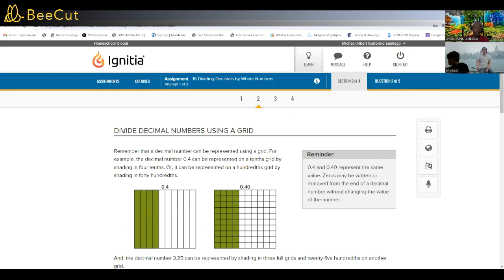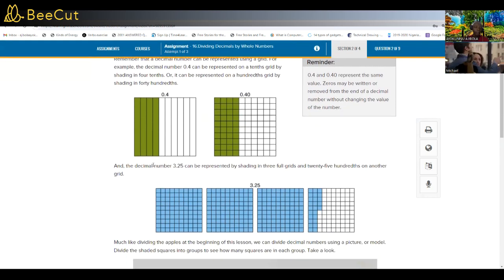In the next session, we also saw how to divide decimal numbers using a grid. 0.4 is 4 out of 10 shadings, then 0.40 is 40 square boxes out of 100 square boxes. And we see 30.25, 30 whole and 25 cents, like 3 grids and 25 out of 100. Is that clear?